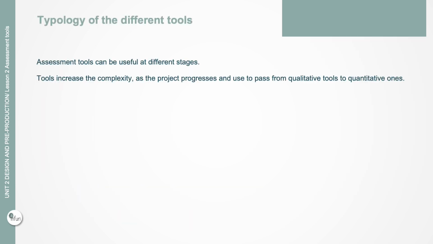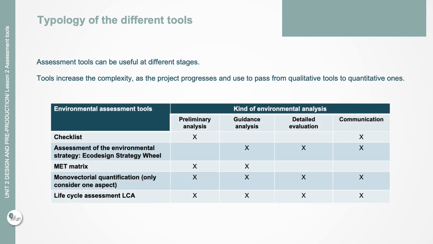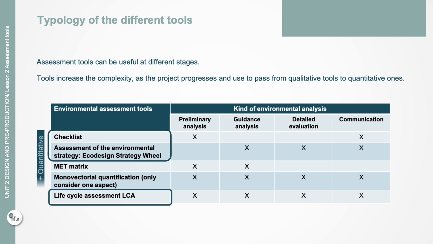Assessment tools can be monovectorial, such as energy demand or carbon footprint, or multivectorial, covering more than one environmental aspect. On the other hand, they can go from the simplest qualitative tools to the more complex quantitative ones. Three of these tools are proposed, increasing the complexity as the eco-design project progresses. Complexity depends on the needed input data, performance, sometimes with dedicated software, and the results that can be provided.